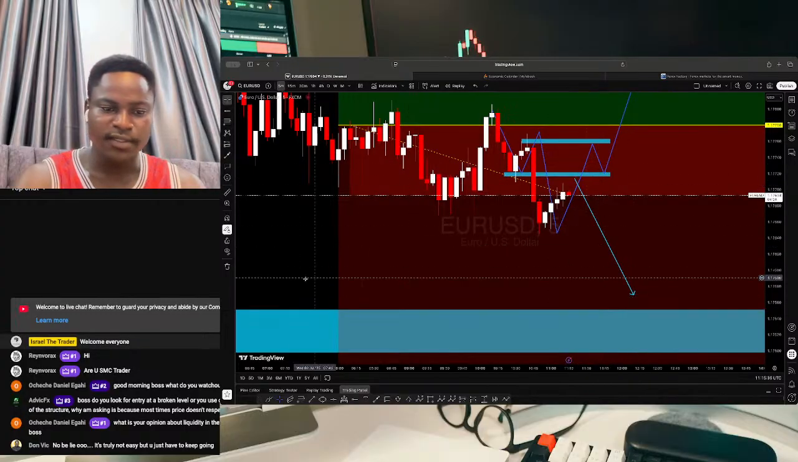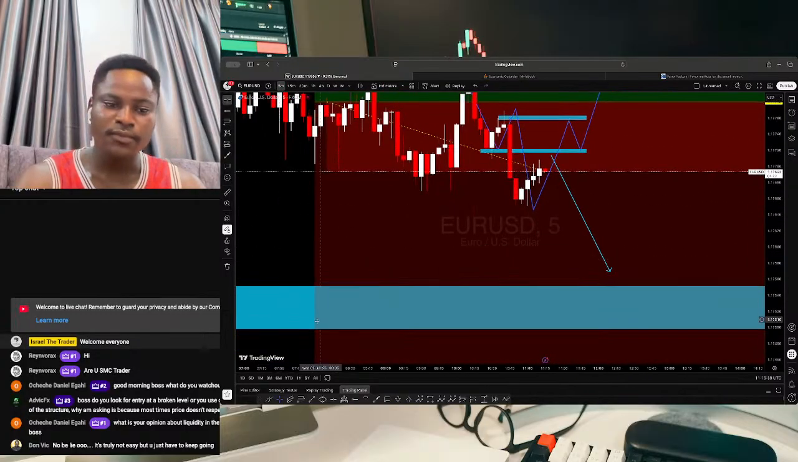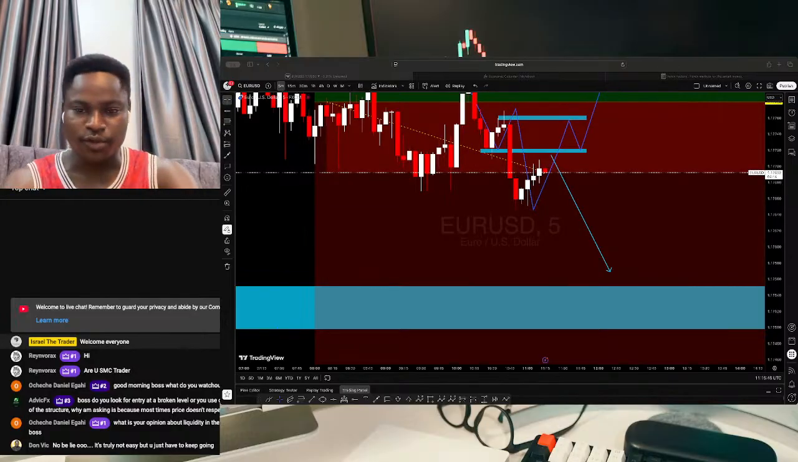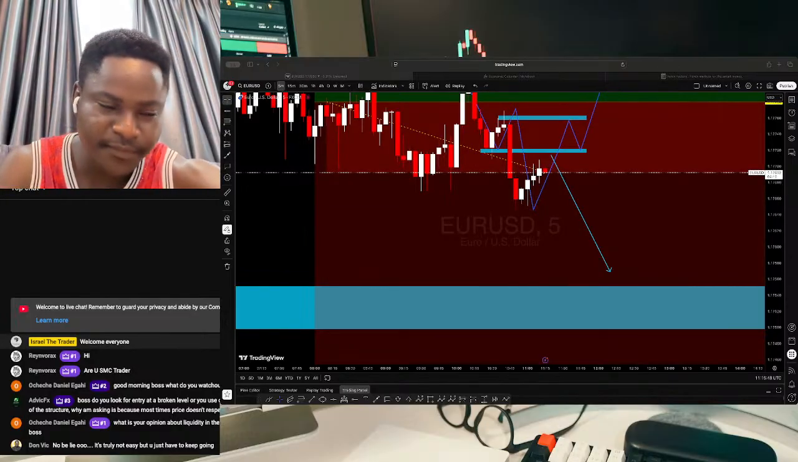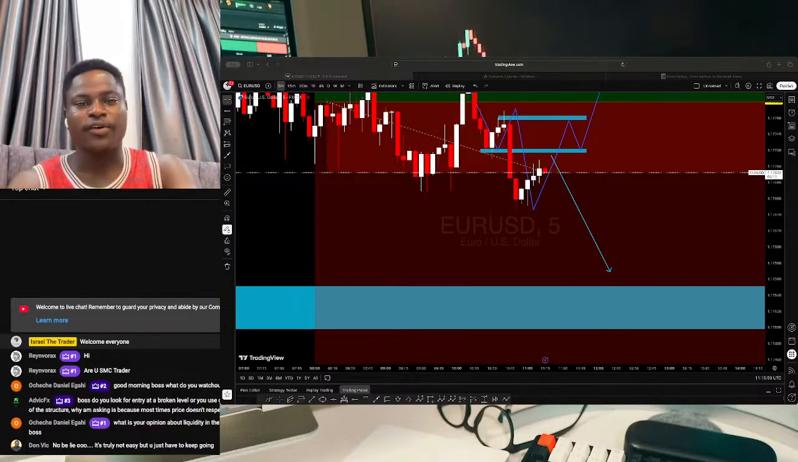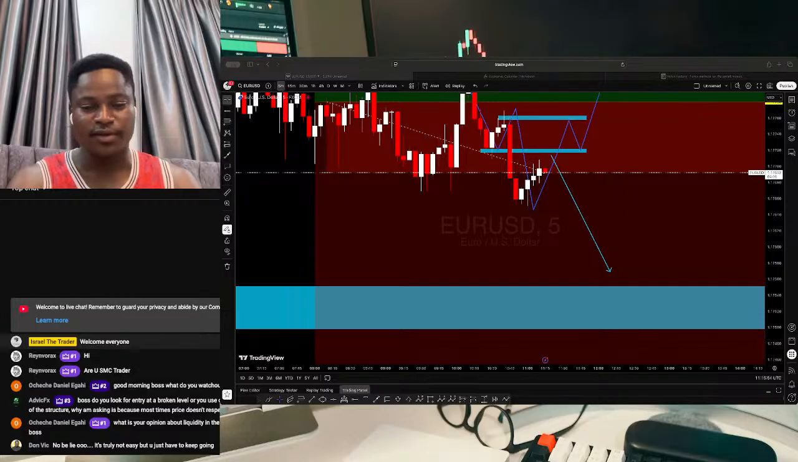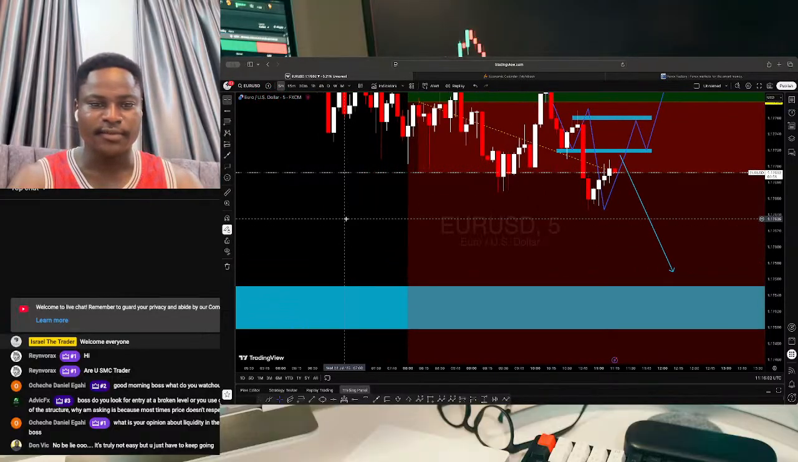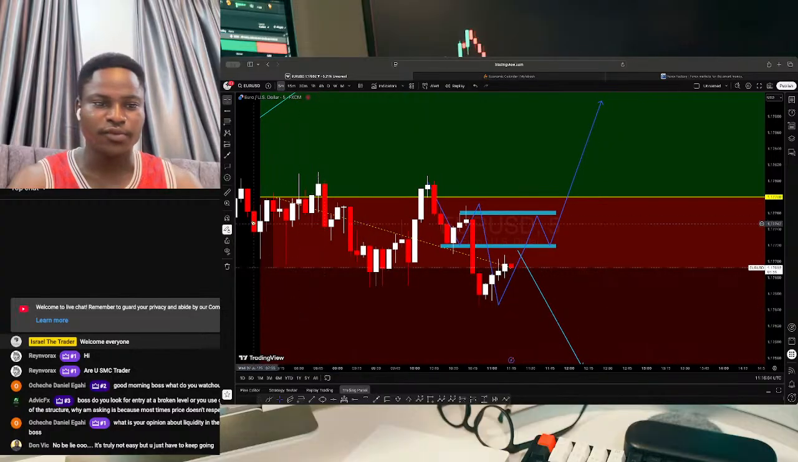So if the market continues to push down and eventually closes below this line here, man, I'm going to close out of the trade. I'm not going to continue to hold this Euro USD anymore, because that's going to be something else for me to keep on holding. So basically, just monitoring this Euro USD trade.